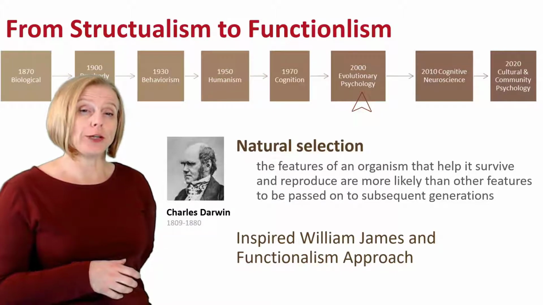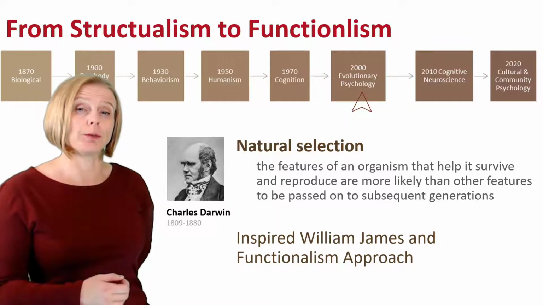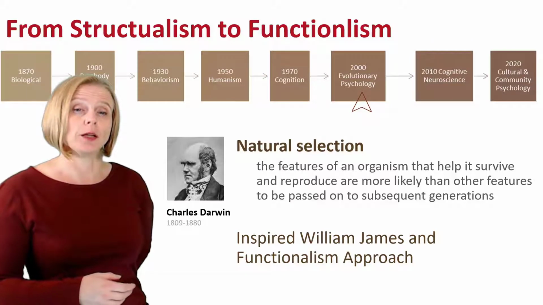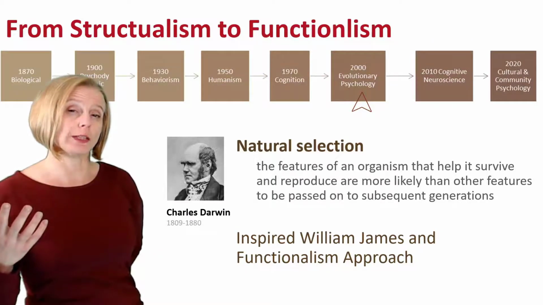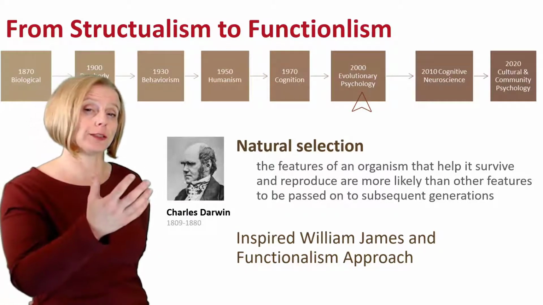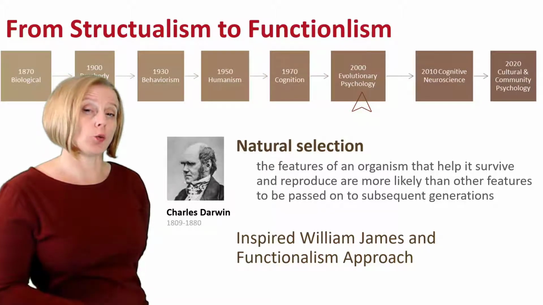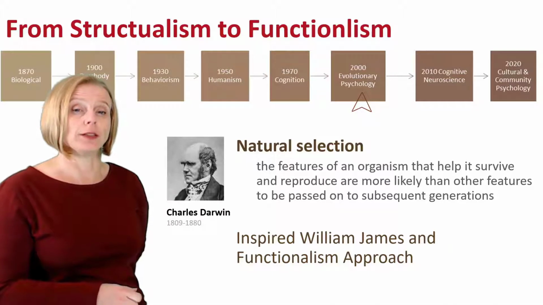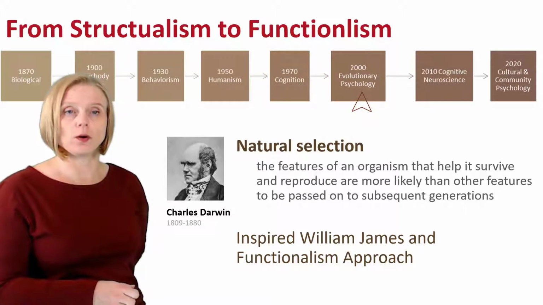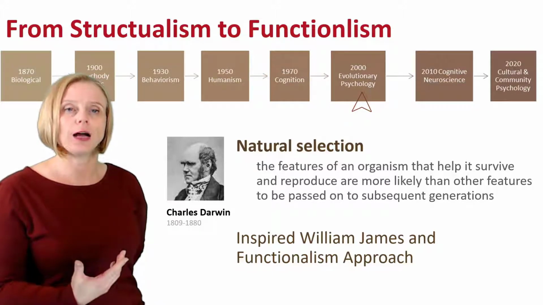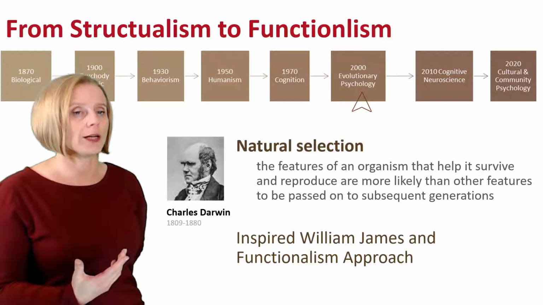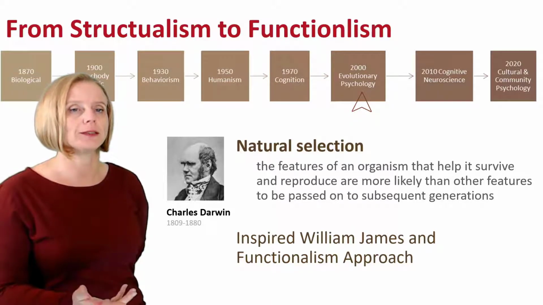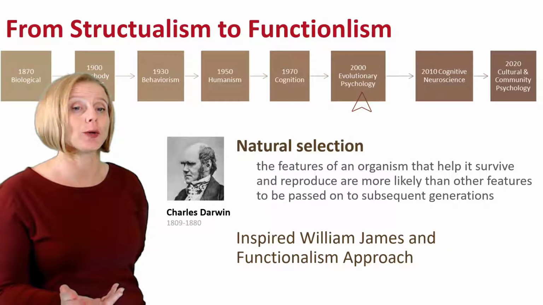Another theory of the time that was very popular was functionalism. How do we move from structuralism over to functionalism? We start with Darwin. And Darwin came up with the theory of natural selection. This is that the features of an organism that help it survive and reproduce are more likely than other features to be passed on to subsequent generations.